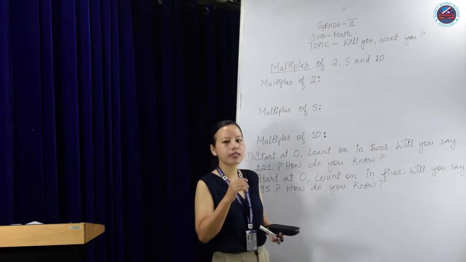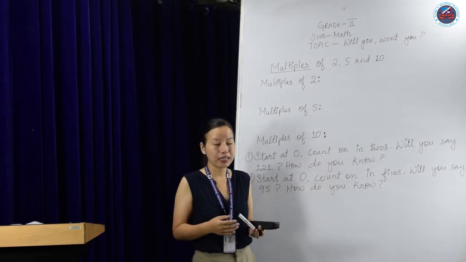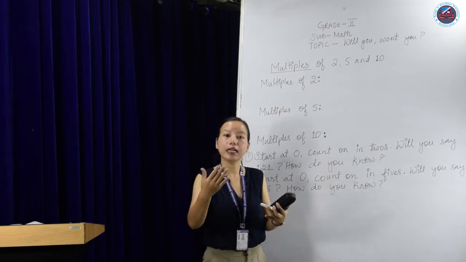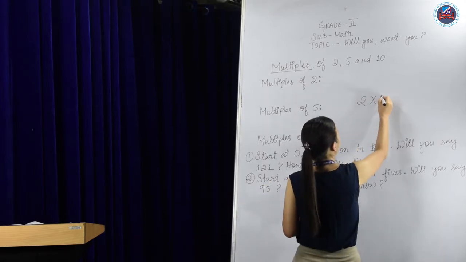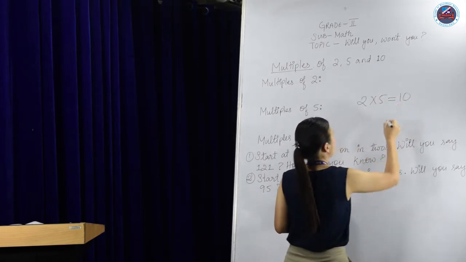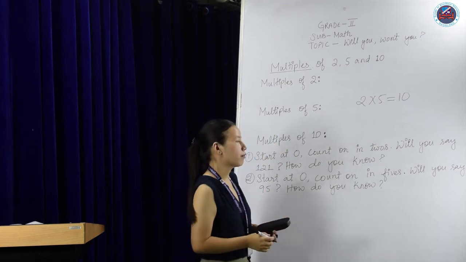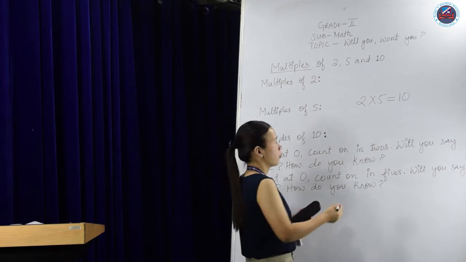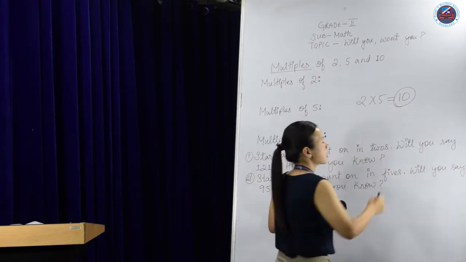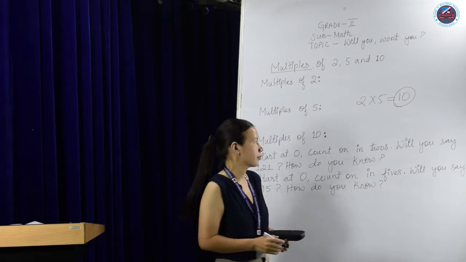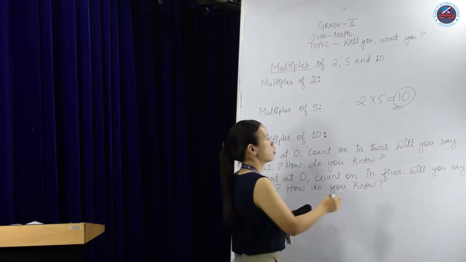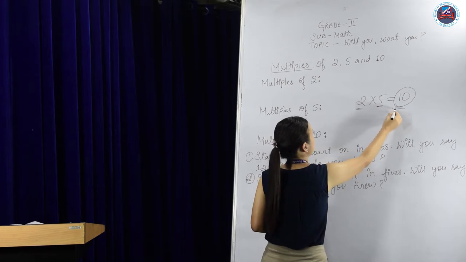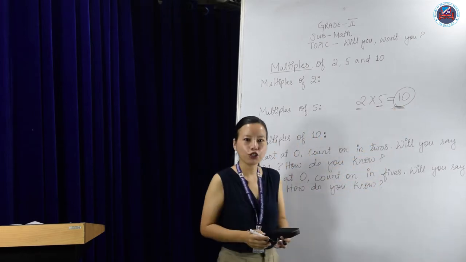Multiples are the product or the results that we get when we multiply one number with another. For example, I can take 2 multiplied by 5 equal to 10. If I multiply 2 and 5, that is 2 times 5, we get our answer as 10. So this 10 is your multiple. That is the product or the result that you get when you multiply one number by another.